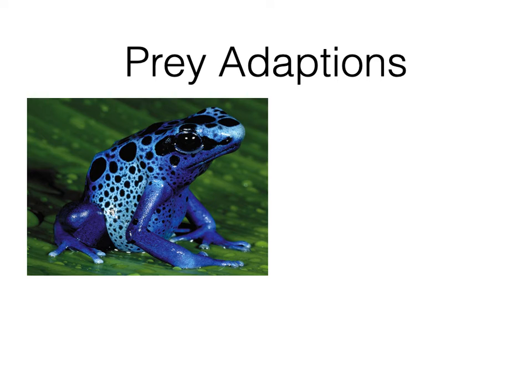And one of those is by bright colorations, by advertising their deadliness. And here is a picture of a poison dart frog. And we see this sort of bright coloration as a signal to potential predators that I am not something that you want to eat. And in fact, many poison dart frogs have highly, highly toxic poison that deters would-be predators from eating them.